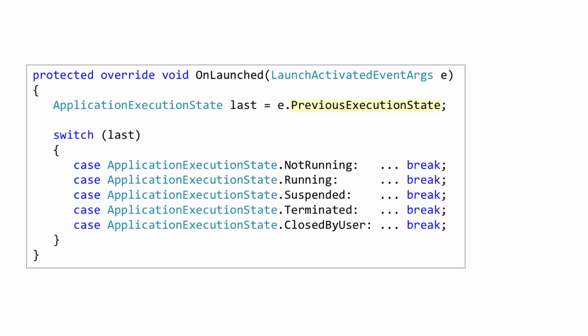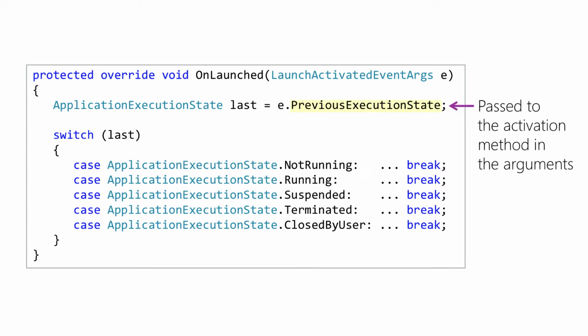In all cases, Windows remembers what happened. So Windows knows how an app's lifecycle came to an end. It stores that information and then passes it to the application the next time it runs. And that shows up in the event args. So here's the onLaunched method. Notice it has launch activated event args. Inside there is something called previous execution state. That's an enum. You can see all the values listed right here. And we just talked about two here, terminated and closed by user.